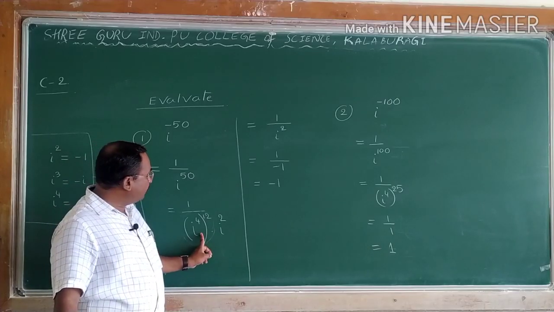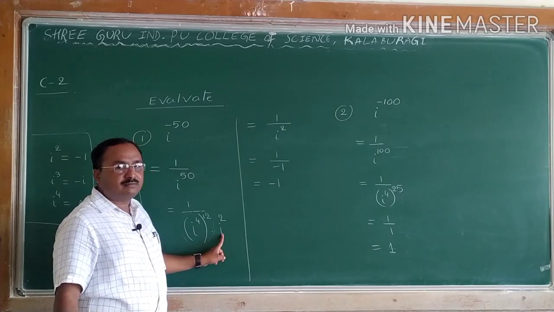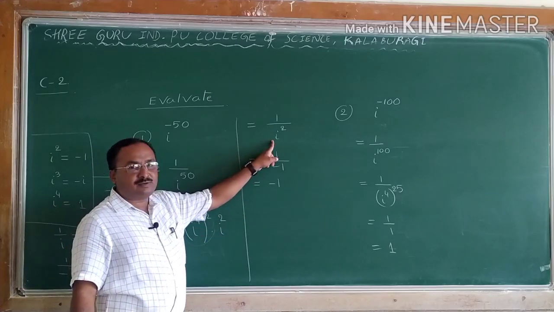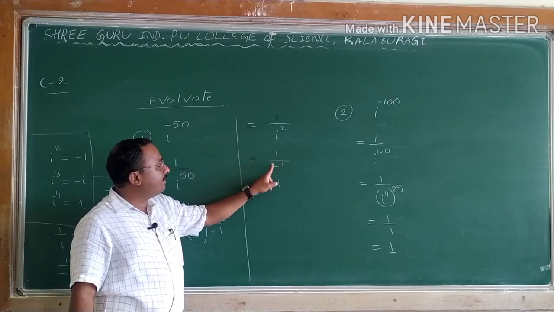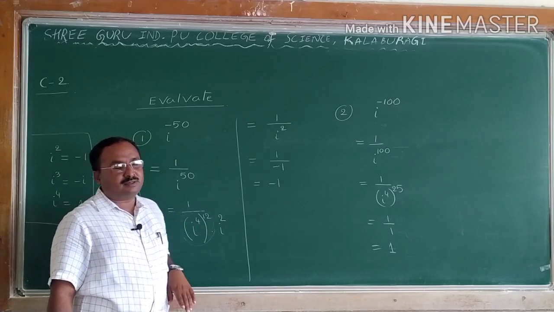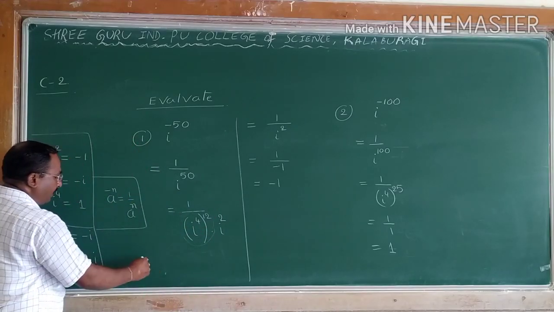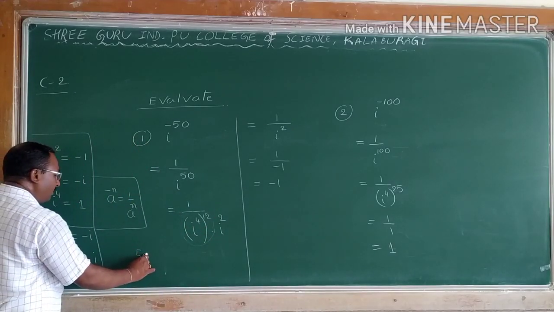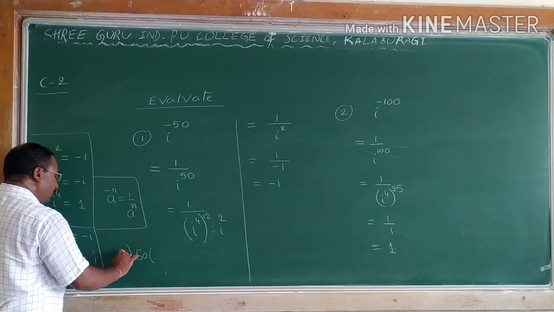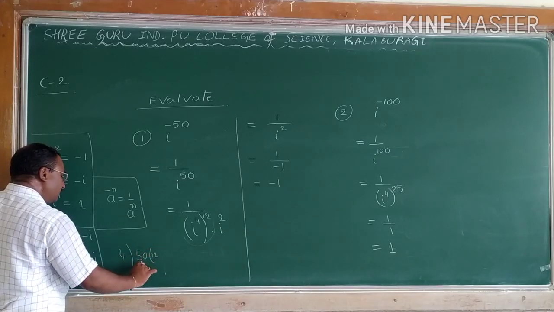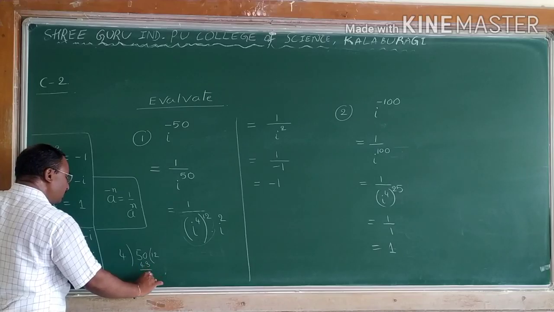Next, 1, this value is 1. 1 into i square is what? i square value is what? Minus 1. 1 by minus 1 is what? Minus 1. Here i power 50 can be written: 4 12s are 48. Remainder is what? 2.